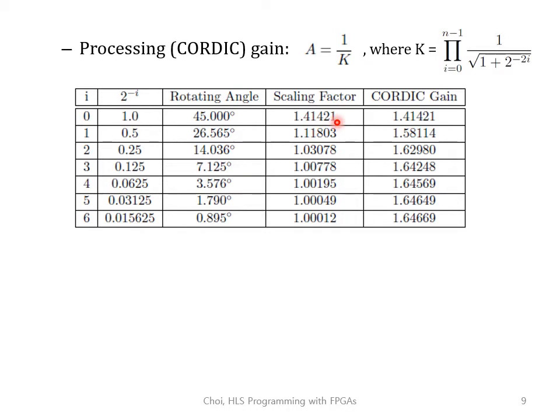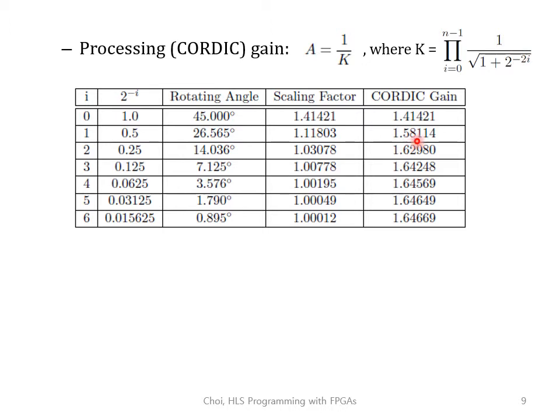Now let's go to the tangent theta equals 2 to the power of minus 1. This is the case when the angle is 26.565 degrees. So this is the radian, and this is the degrees. Okay, so then the scaling factor becomes 1.11803, which you can obtain by inserting 1 into this equation.